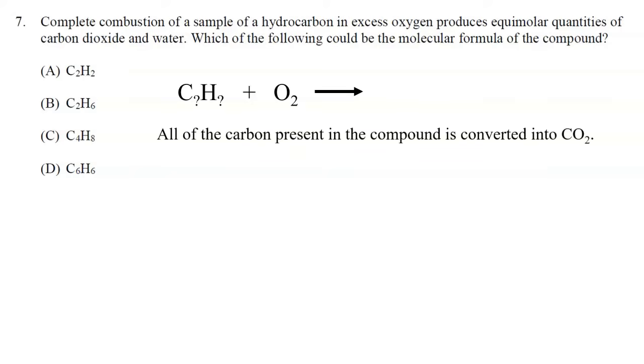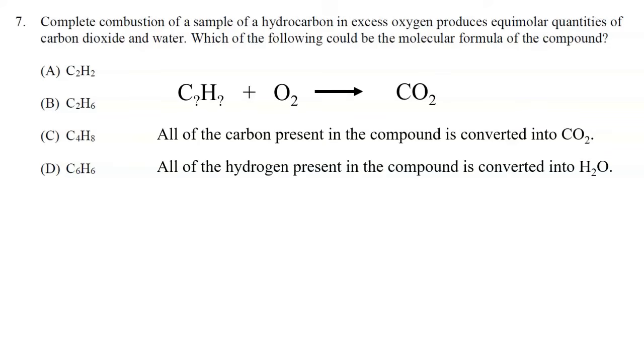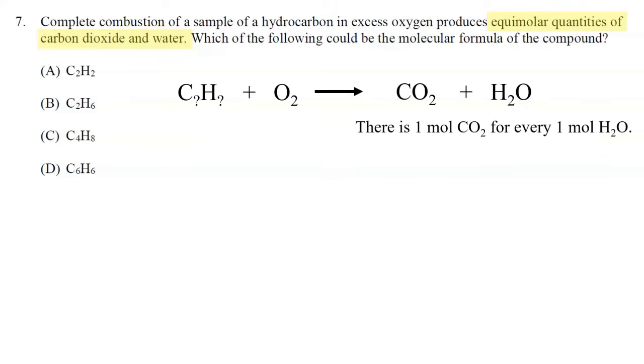In other words, all of the carbon present in the compound is converted into CO2, carbon dioxide, and all of the hydrogen present in the compound is converted into water, H2O. The word equimolar means equal number of moles. So that must mean that this particular compound, when it's burned, produces 1 mole of carbon dioxide for every 1 mole of water. Now let's figure out the atoms of carbon and the atoms of hydrogen so we can find the empirical formula of this compound.